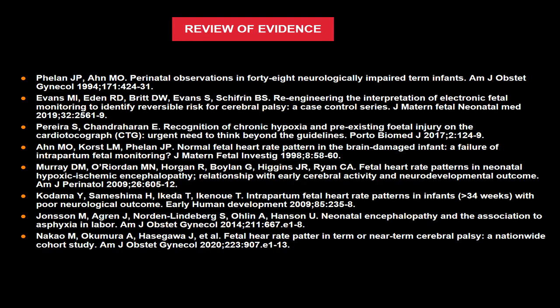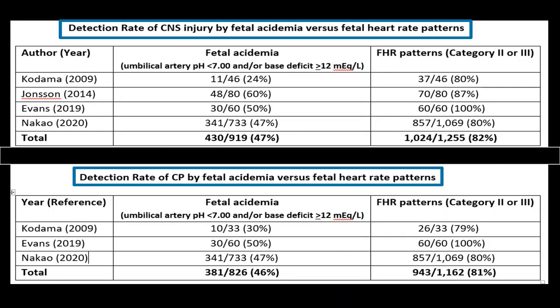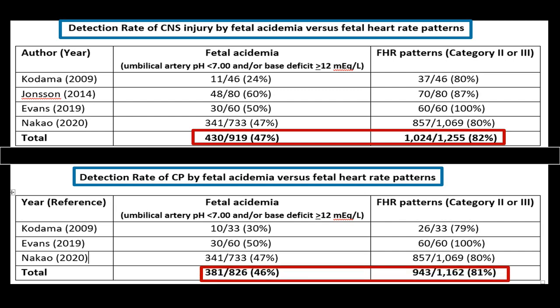Review of relevant literature reveals that fetal CNS injury is detected much more frequently by abnormal fetal heart rate patterns as compared to fetal acidemia. In general, detection of fetal CNS injury by fetal heart rate patterns is 82% versus 47% by fetal acidemia. Also, detection rate of cerebral palsy, similarly, by fetal heart rate patterns being abnormal, is 81% versus 46% by fetal acidemia.